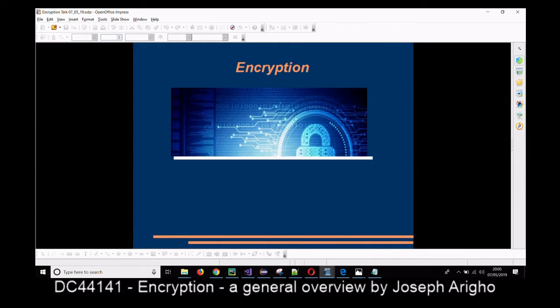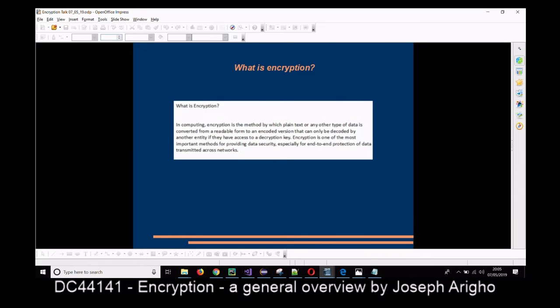Basically, first things, better to start off with, what is encryption? It's basically, as you can see the definition here, a method by which any plain text or other type of data is converted from a readable to an encoded version. And it sort of underpins everything that we do in our daily lives these days. I mean, you use your phone, use WhatsApp, use anything, you're using encryption in some way, shape or form. And it's got to the stage where we don't really think about it.